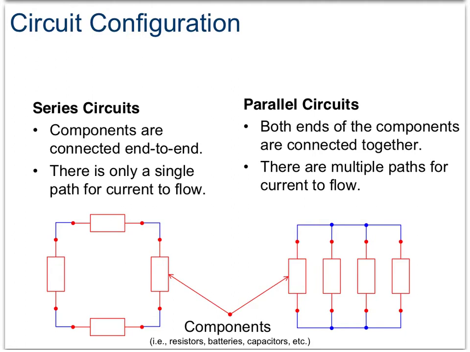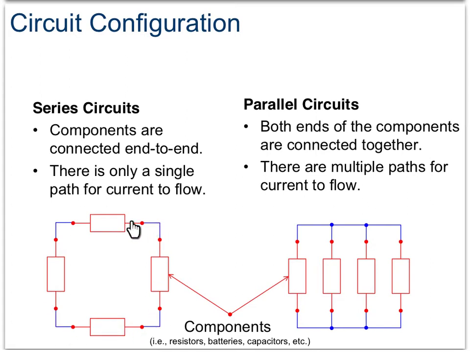Circuit configuration. There are 2 versions of circuits. There's a series circuit, and if you follow this, you can see there's only one path for electricity to flow. You have a parallel circuit, which as you go down through here, you have choices. We can come back up and around, or we can go to the second one and around, or the third one and around.